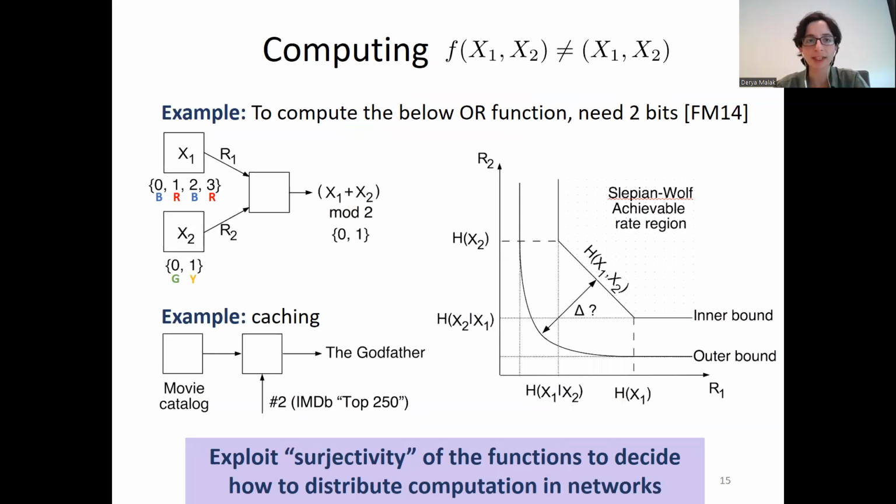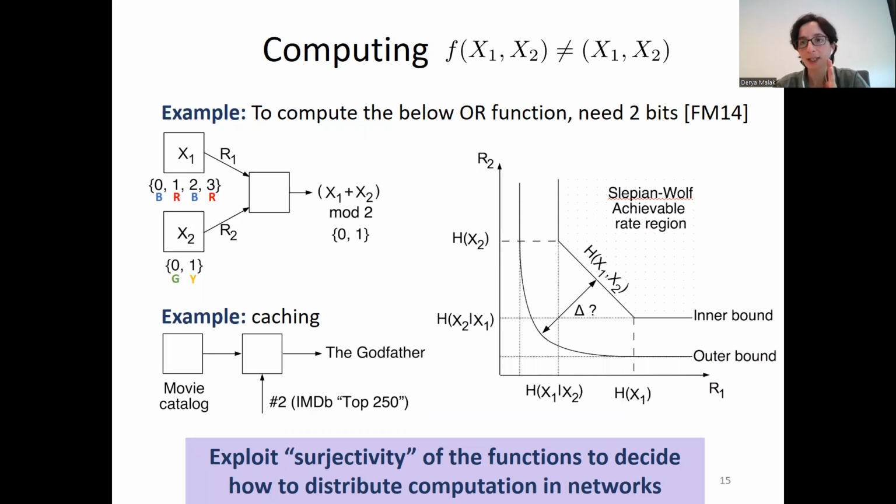So just to give a small example, when we want to compute a function that's different from the identity function, this is an oversimplified example, but it explains the core idea. Let's say we have X1 and X2, and at the receiver, we want to compute the modulo 2 sum of X1 and X2. The alphabet of X1 is 0, 1, 2, 3, the alphabet of X2 is 0, 1, and at the end, we want to compute a binary result, right? So here, even though X1 and X2 cannot communicate with each other, they can form some equivalence classes between themselves.